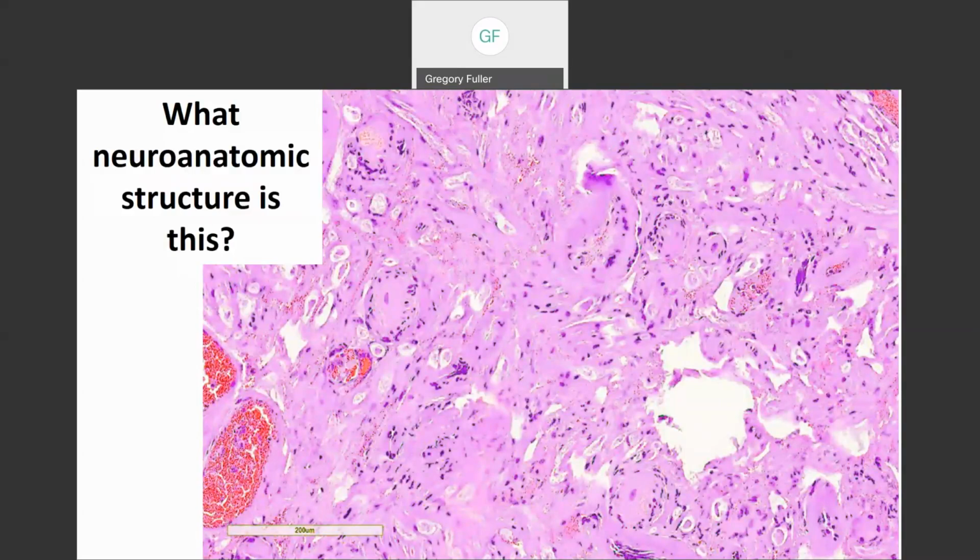Right here, you can see the arrow. That is a ganglion cell with satellite cells. And right here, here's another ganglion cell. Look at this one up here. You don't see the nucleus, but you can see the ring of satellite cells. And what's that brown pigment? That is lipofuscin, and lipofuscin is present in dorsal root ganglion cells. So this is a C6 dorsal root ganglion.